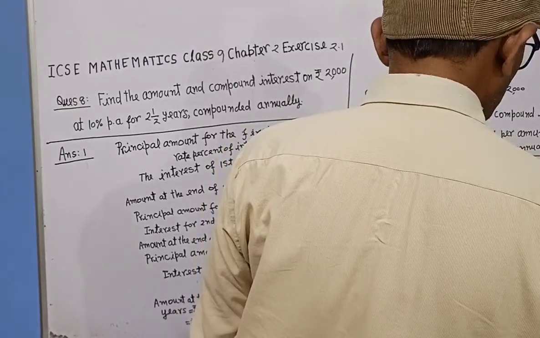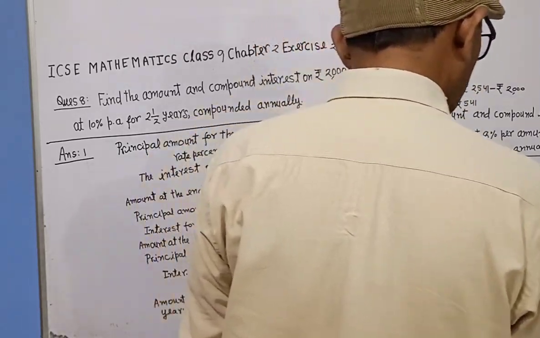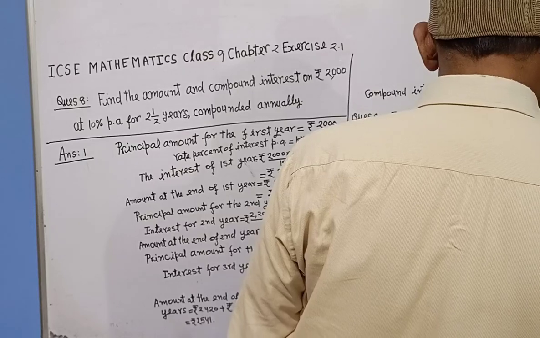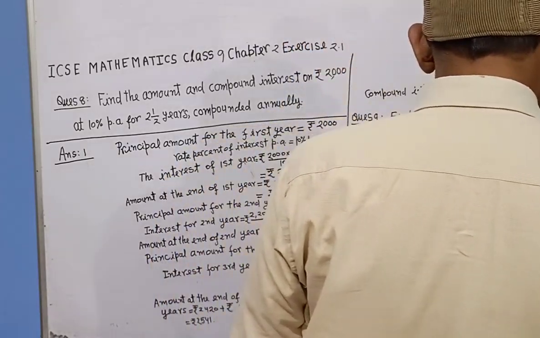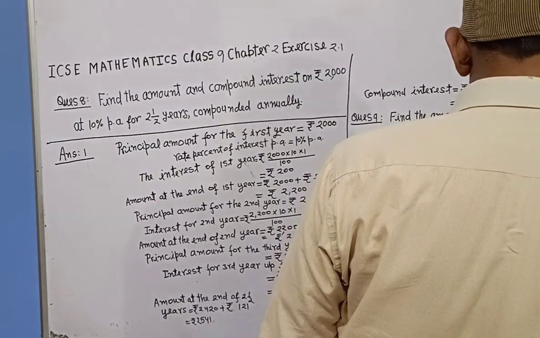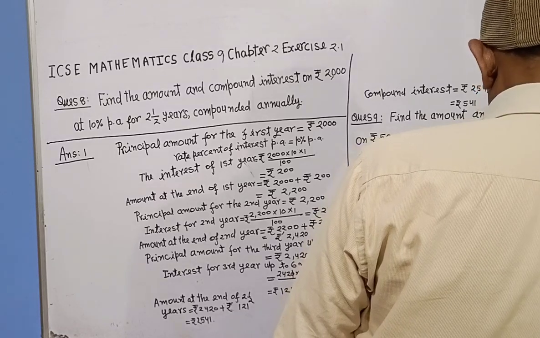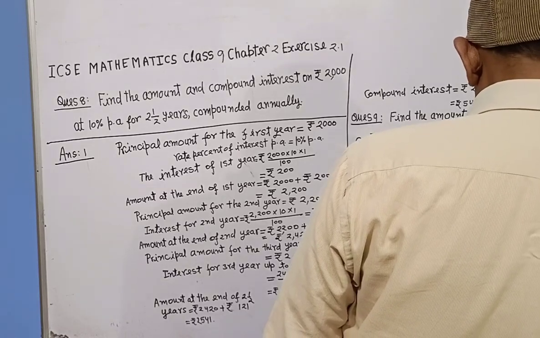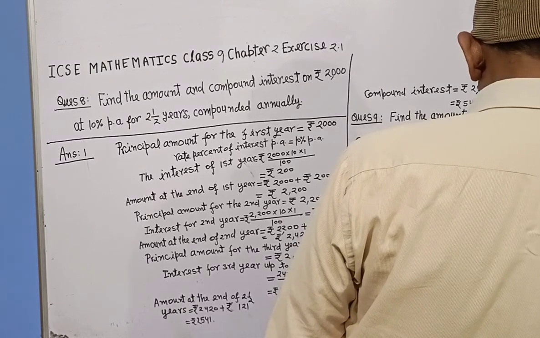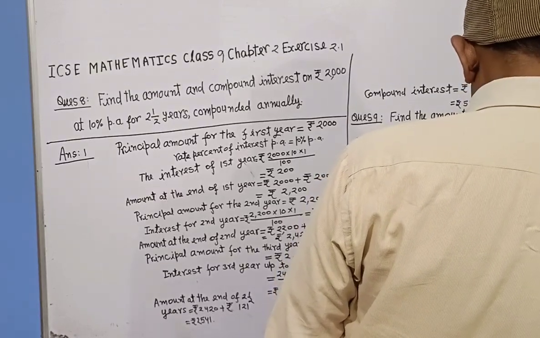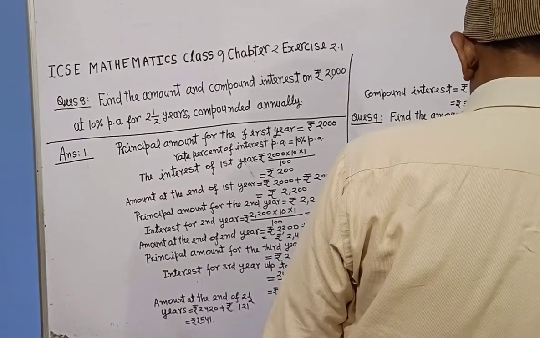Rate percent of interest equals 8% per annum, which equals 8/2%, or 4% per 6 months. Interest for the first 6 months equals 50,000 × 4 × 1/100, which equals rupees 2000. Principal amount at the end of the first 6 months equals rupees 50,000 plus 2,000, which equals 52,000. Principal amount for the second 6 months is equal to rupees 52,000.